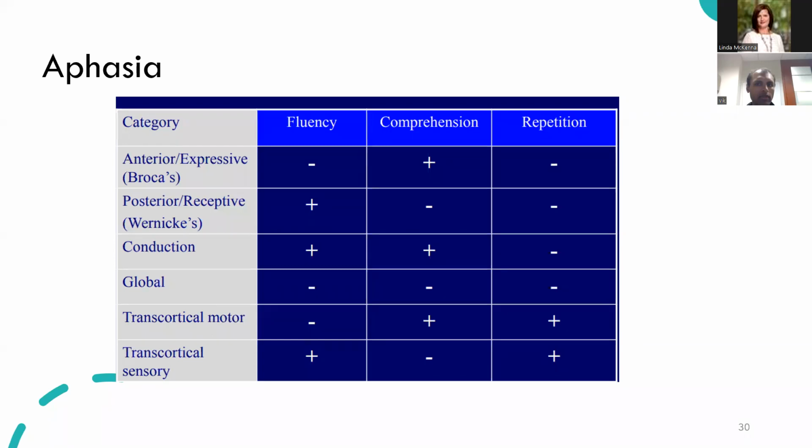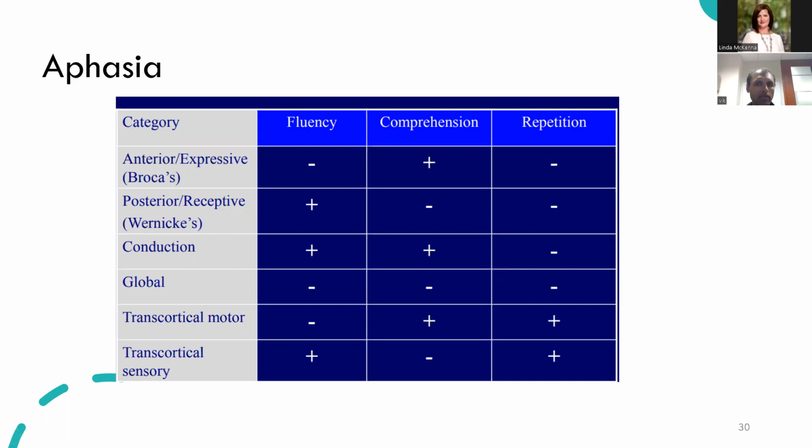And if it's in the posterior aspect, Wernicke's aphasia, then you're going to have fluency, but this word salad essentially. They'll talk, but it's just garbled speech that you really cannot understand. So no comprehension, no repetition. Then as you get deeper into the aphasias, there's conduction aphasia, and of course, as you know, global aphasia, where all three are impacted.